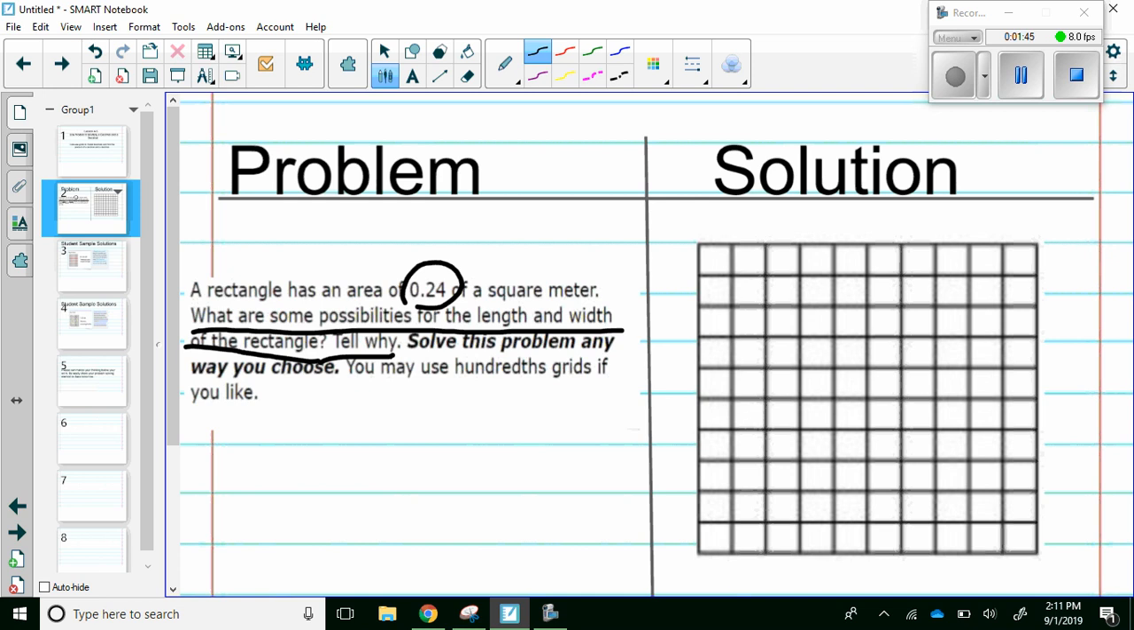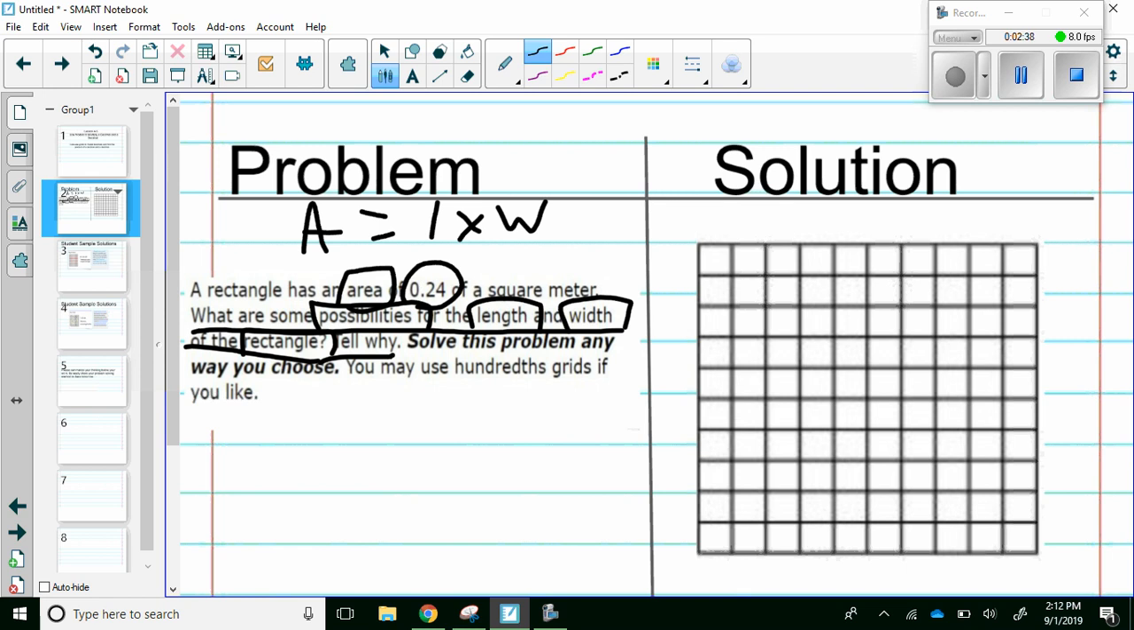Next, I need to box the keywords. I want to box the word area because I know that's important to what I'm trying to find. I know length is important and width, and also that I'm going to need to create a rectangle. Next step is evaluate. When I think of this problem, I first think of the area. I know area equals length times width. I also know that I'm looking for the shape of a rectangle. Another thing to keep in mind is it also said possibilities. So I'm going to square that also, because that tells me there may be more than one possibility for the answer.